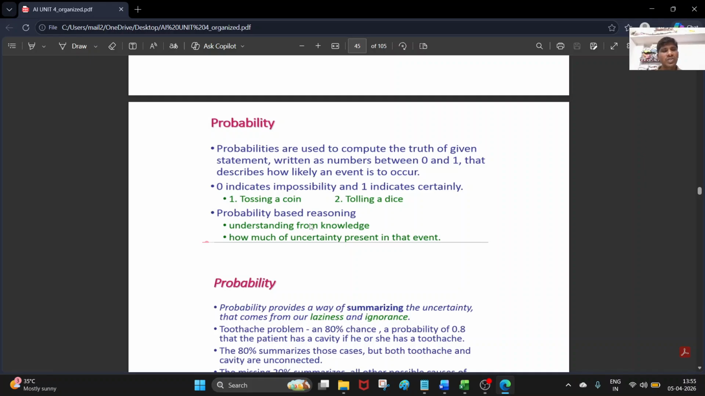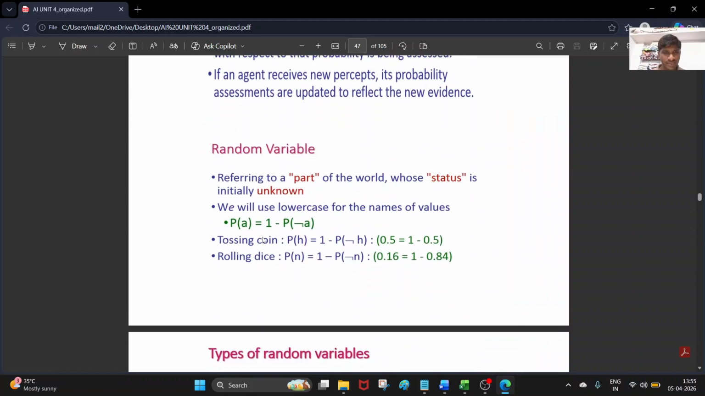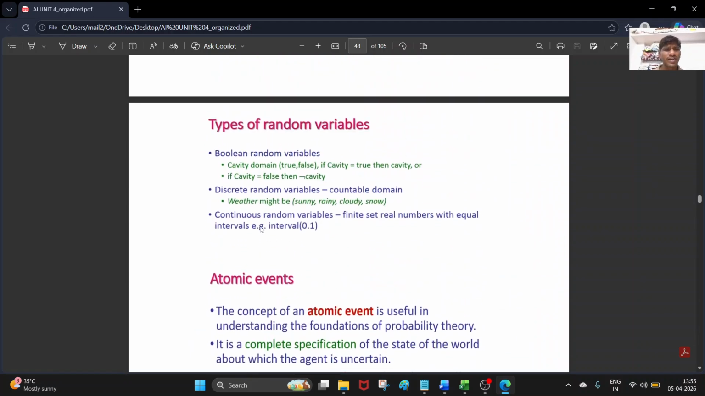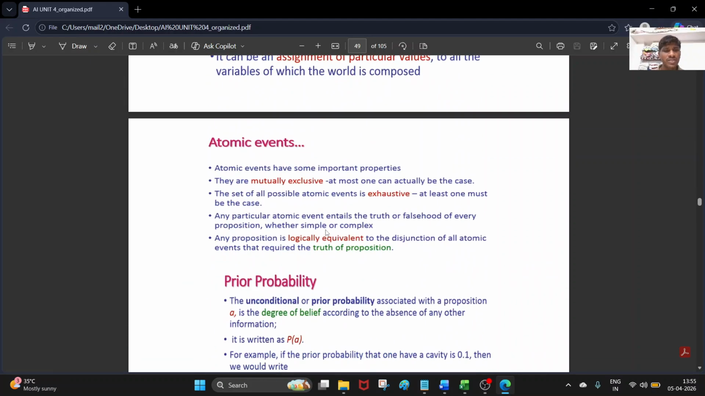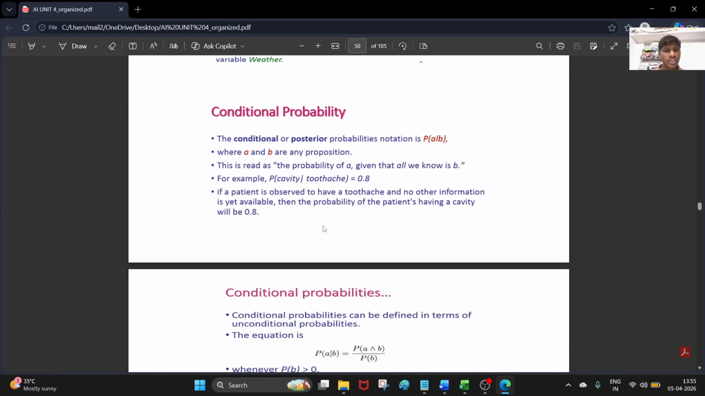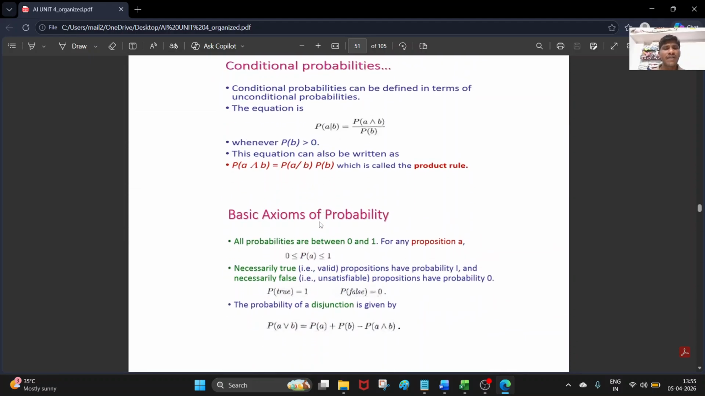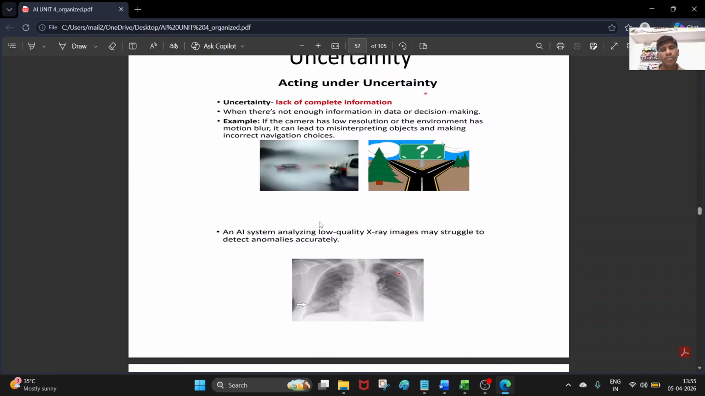So probability-based reasoning helps us understand from the knowledge how much uncertainty is present in an event. So this is regarding basic probabilities. There are different types of variables in probability: Boolean random variables, discrete random variables, and continuous random variables. Then atomic events, prior probability, and conditional probability. These are all the basic concepts we have in probability.